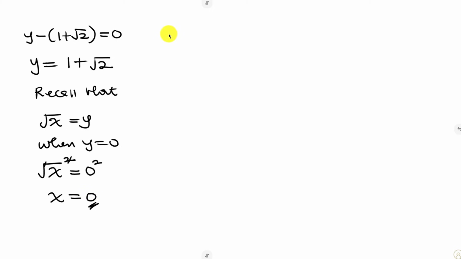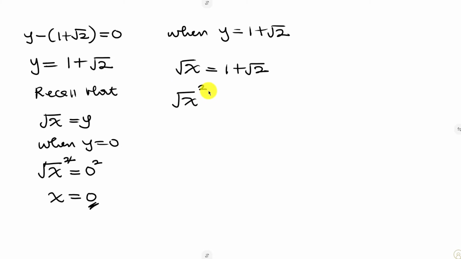Now this time, let's go for when y is equal to 1 plus the square root of 2. We substitute here. So we have the square root of x to be equal to 1 plus the square root of 2, which is the value for y. Now to get rid of this square root, we take the square of both sides. So I'll take the square of the left hand side, and I'll also take the square of the right hand side. Now this square cancels out the square root, leaving behind x to be equal to, now we're going to be expanding this.